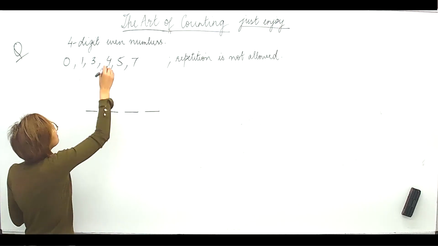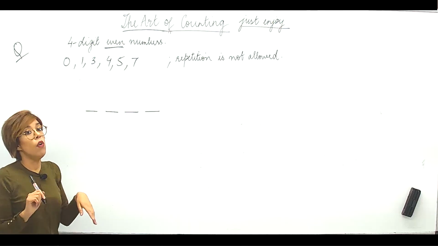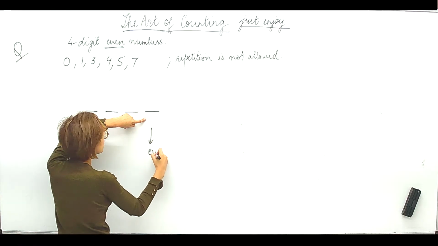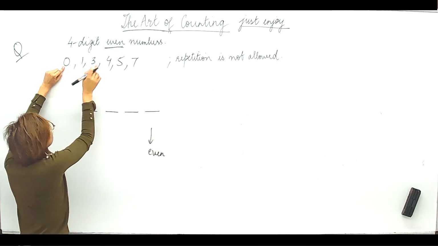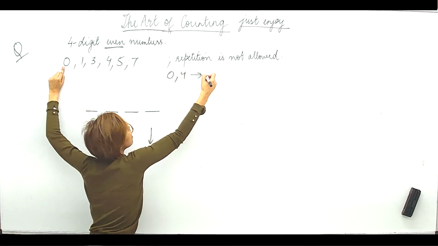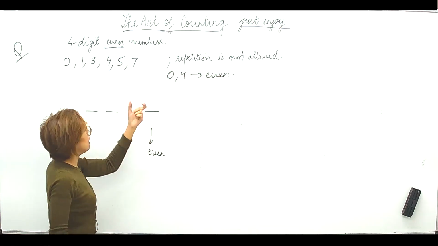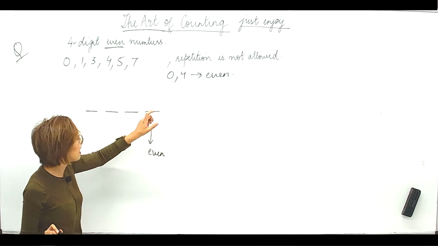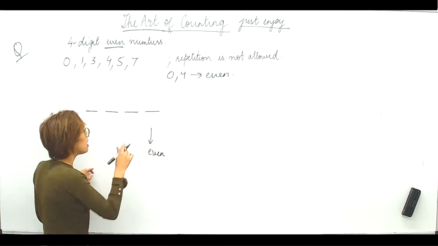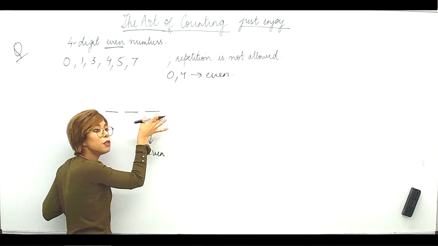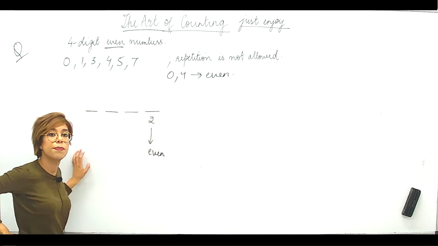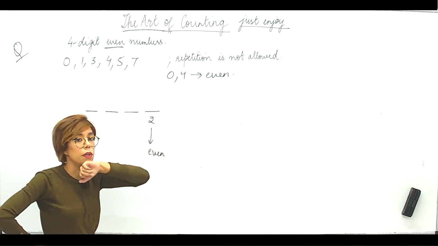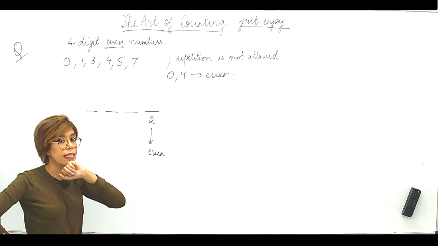But now the condition is there that the number has to be even. Now if the number is even, that means the unit place will be even. Right? Now let's see. So we have two even numbers, 0 and 4. So the unit place can either have 0 or it can have 4. Because we want even numbers, I just have two possibilities. So I can fill this unit place by two choices. Right? Okay. Now, he says the repetition is not allowed. How do I understand that?